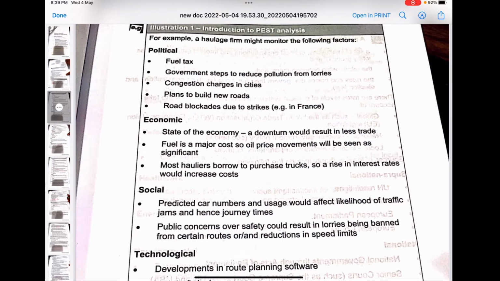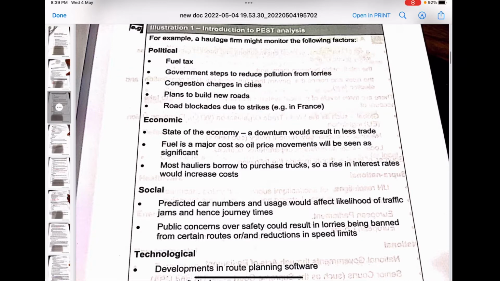Illustration 1. Introduction to PEST analysis. For example, a haulage firm might monitor the following. Okay, so what is a haulage firm? Can you think about it? A haulage firm is a firm that transports goods by lorry. So, what are the factors which influence a firm which transports goods using lorries?